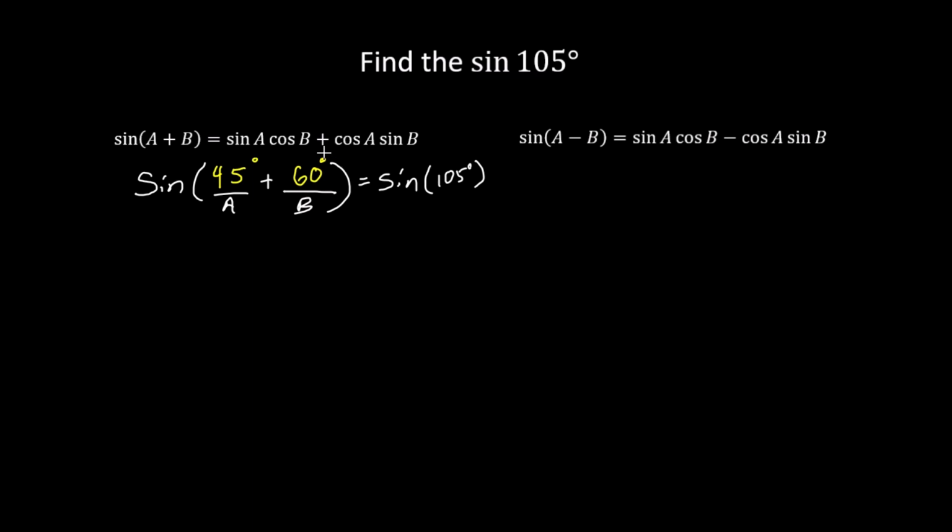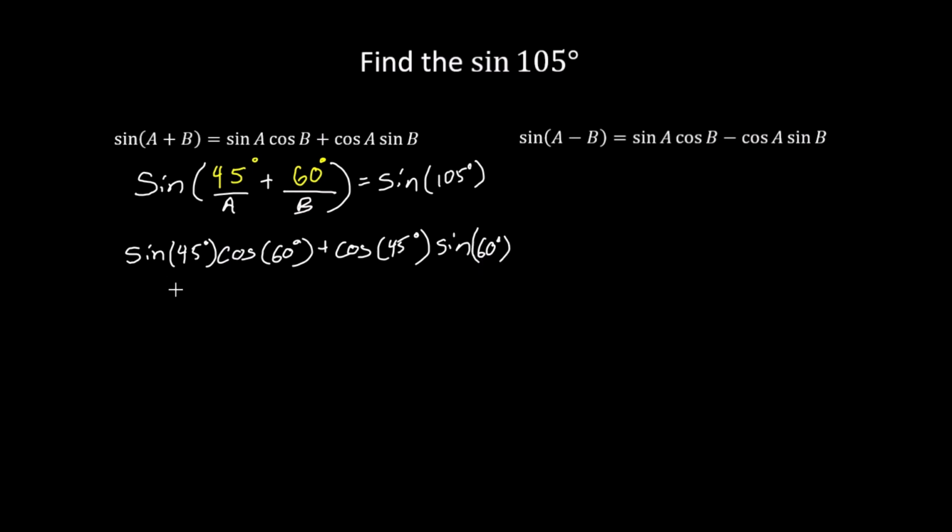So we're going to go ahead and substitute into the identity. The sine of 45 degrees plus 60 degrees is sine of 45 degrees times cosine of 60 degrees, plus cosine of 45 degrees and the sine of 60 degrees.